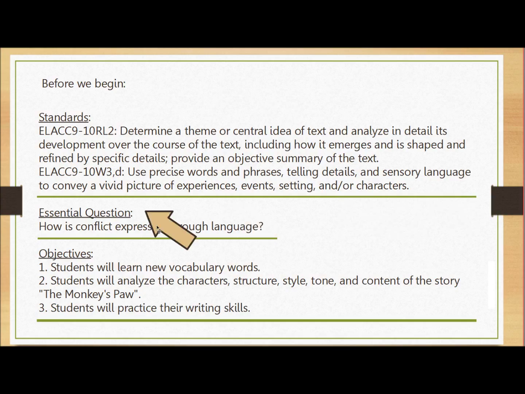The essential question today is, how is conflict expressed through language? And I want you to consider not only the man versus society conflicts at play here, but also consider how Indian culture is represented by a British author. Today you'll learn new vocabulary words, you'll analyze the character's structure, style, tone, and content of the story The Monkey's Paw, and you'll practice your writing skills.